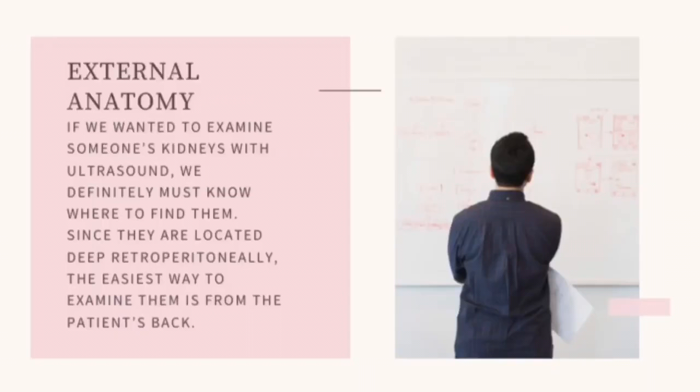Let's proceed to the external anatomy. If we wanted to examine someone's kidneys with ultrasound, we definitely must know where to find them. Since they are located deep retroperitoneally, the easiest way to examine them is from the patient's back. The kidneys are located between the transverse processes of the T12 to L3 vertebrae, with the left kidney typically positioned slightly more superiorly than the right.